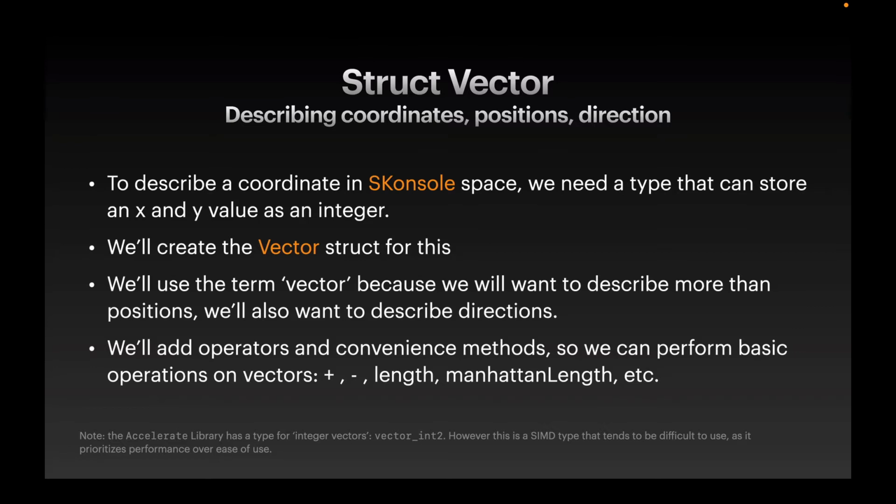Apple does provide a type for integer vectors called vector_int, that's part of the Accelerate library. However, I find it quite difficult to use because its intended use is in SIMD instructions, and that's pretty low level programming. The focus is on performance over ease of use, and in our case, performance is absolutely no issue when it comes to describing these types of coordinates. That's why we're rolling our own data structure for this.